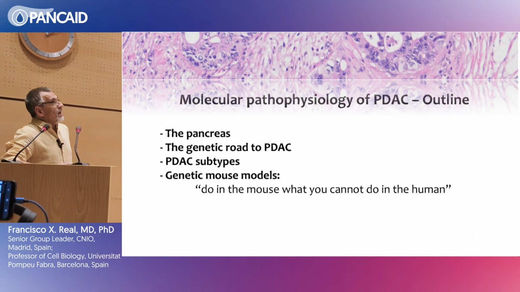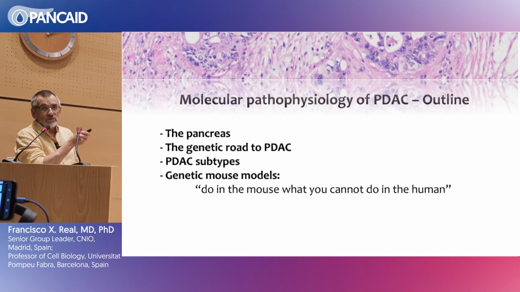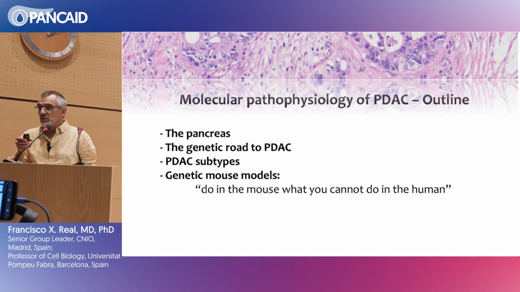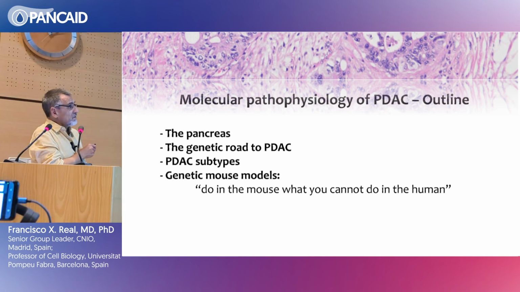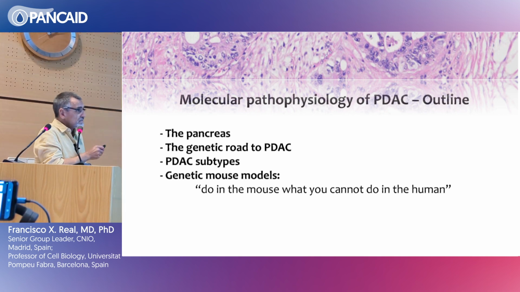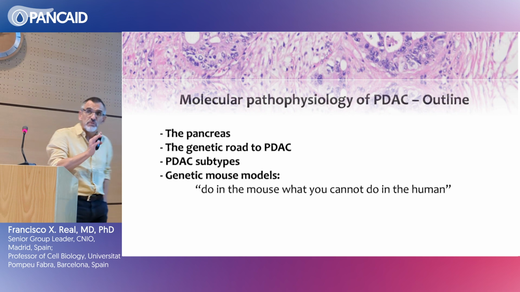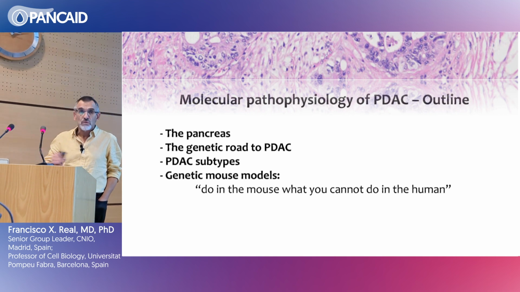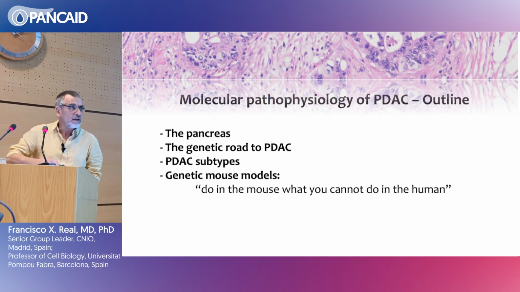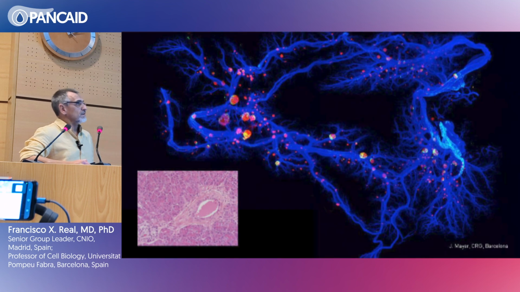Okay, so I'm going to talk a little bit about pancreas because it's important to know the scenario where we move, about the genetic growth to pancreas, a little bit about pancreas subtypes, and about genetic mouse models. My principle about doing the lab is that you do in the mouse what you cannot do in human. What you can do in human, you do in human, because that's the perfect model, that's reality, okay? But I'll tell you a little bit how the models help.